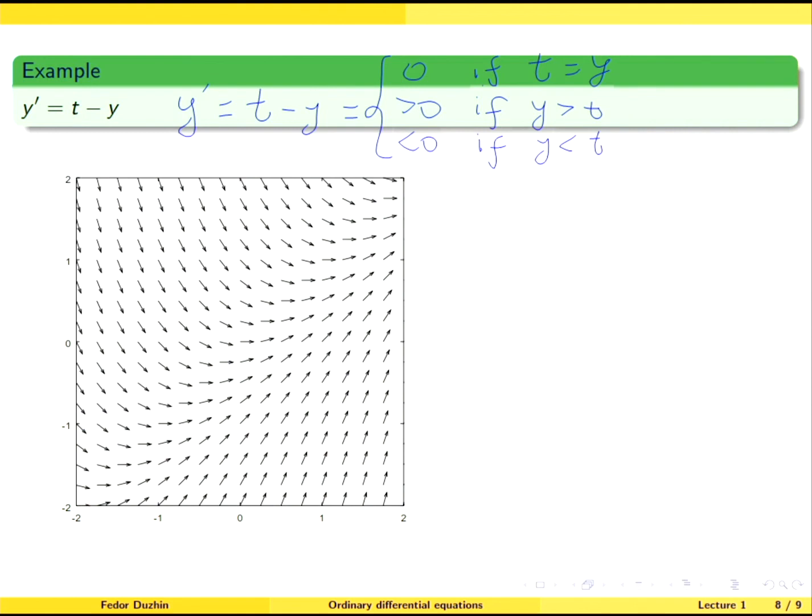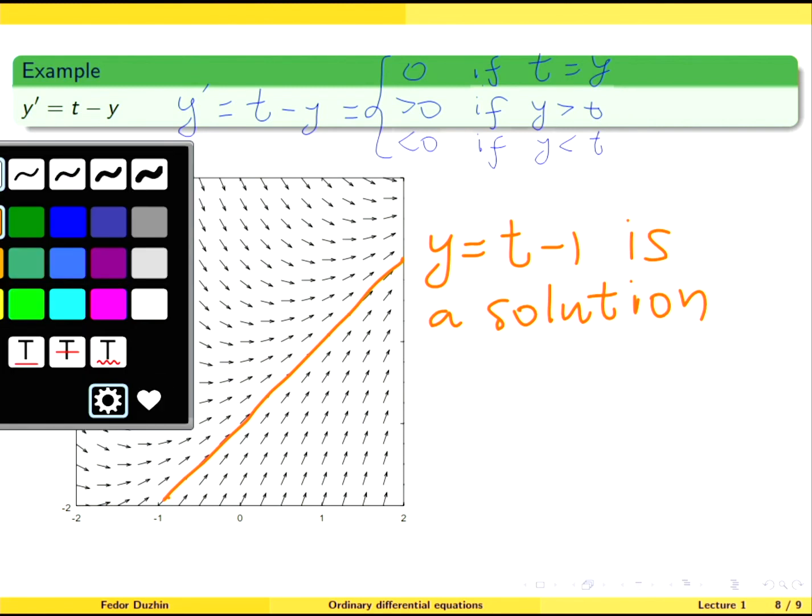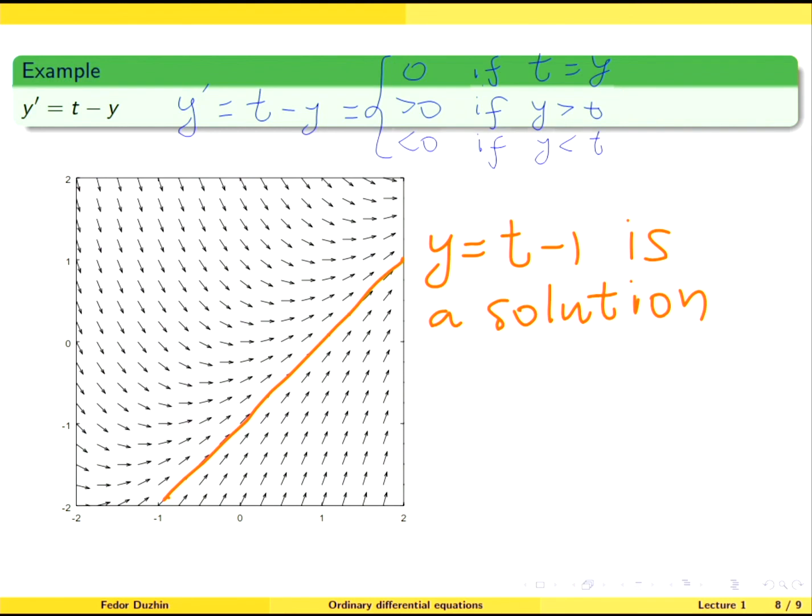And so what I want to show is that if you look at this line, then all these arrows, they are exactly at 45 degrees, and all these arrows, they belong to the same line, y equals t minus 1. This means that y equals t minus 1 is a solution of this differential equation.